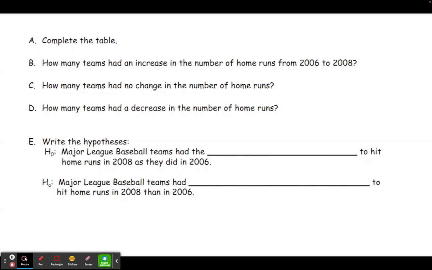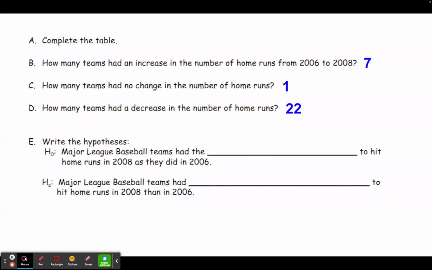So we completed the table. Now, part B asks how many teams had an increase in the number of home runs from 2006 to 2008. If we go back and look, there were 7. There was only one team that had no change in the number of home runs, and therefore we had 22 teams out of the 30 that had a decrease in the number of home runs. So that seems like it would be pretty good evidence, but we'll continue on with our hypothesis test.